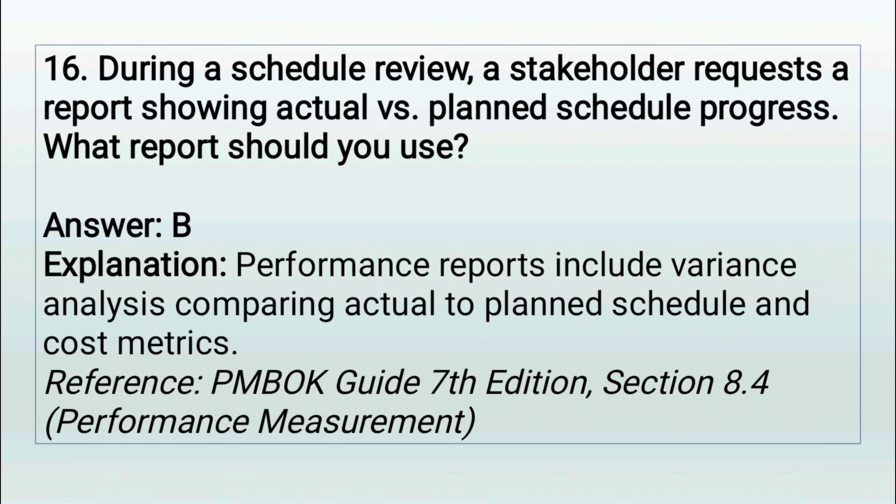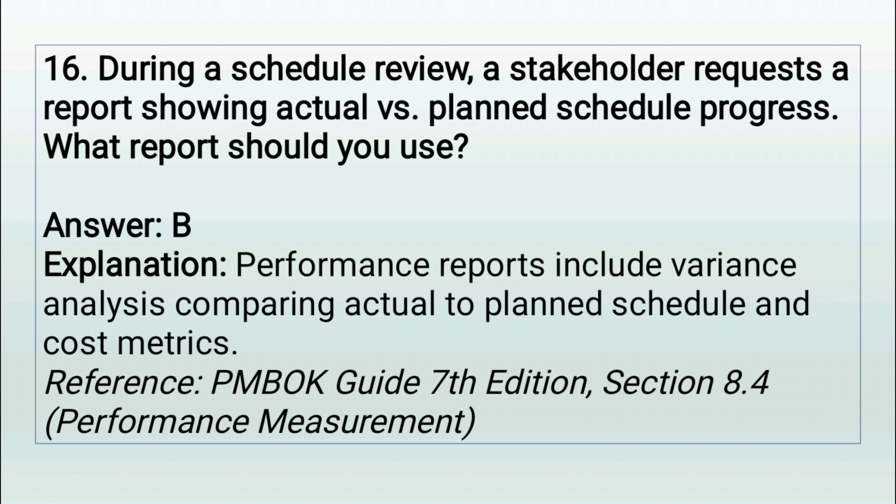Correct answer is B. Performance reports show actuals versus planned. They include charts, forecasts, and progress summaries. This is explained in Section 8.4 of the Project Management Body of Knowledge, 7th edition, focused on performance domains and metrics. Agile teams use burn-up and burn-down charts to track this visually. Check Agile Practice Guide, Section 6.6.